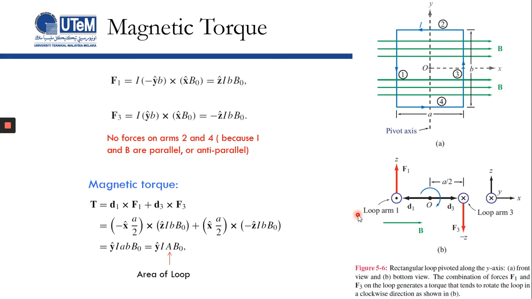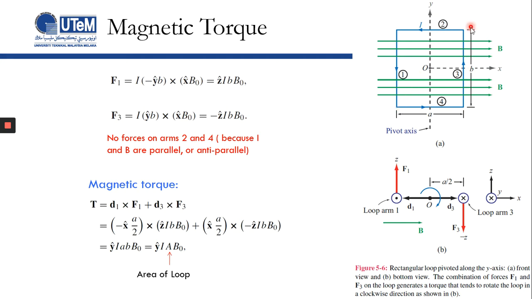Let's derive the magnetic torque if we have a rectangular coil shown in figure A here, and the rectangular coil is placed in a magnetic field B. To simplify our analysis, we assume that the magnetic field, or magnetic flux, is moving in the positive X direction, and we have four side segments: 1, 2, 3, and 4.